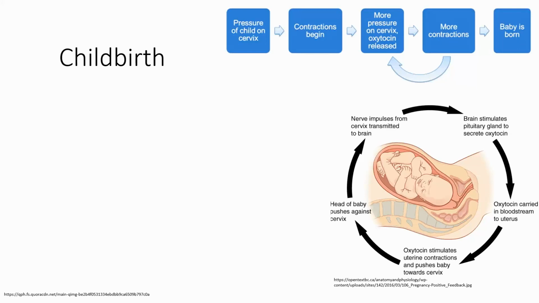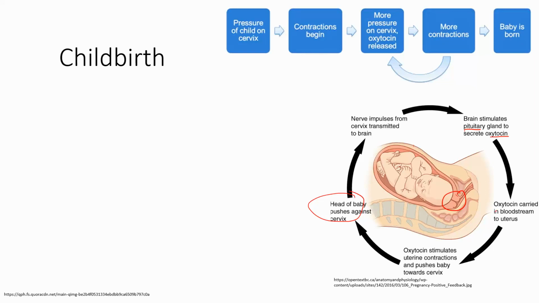So here is what that looks like in diagram form. The head of the baby, like I said, pushes against the cervix. This is the cervix right here, the opening to the vaginal canal. Then there are sensory nerves, stretch receptors in the cervix and the uterus that can send messages to the brain. When the brain receives those messages, the pituitary gland is going to release a hormone called oxytocin.